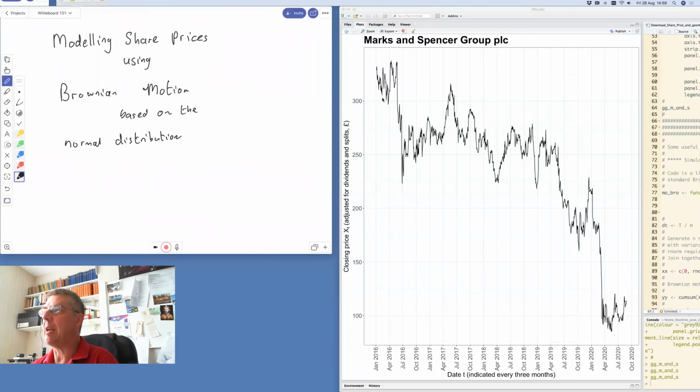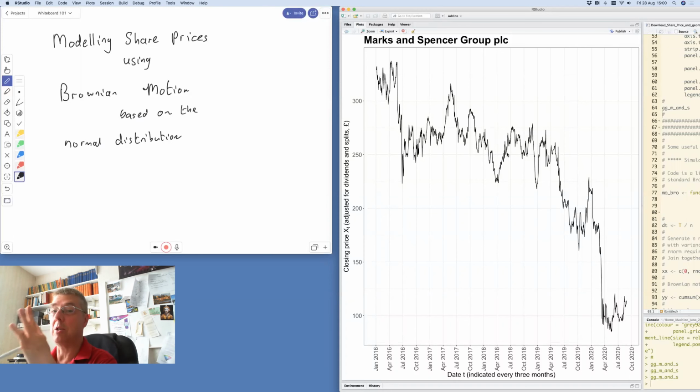So what I've got here in my R graph is a plot of the price of Marks and Spencer's shares. The price is here on the vertical axis against time, which I've displayed on the horizontal axis. And you can see from this plot that we basically have a price that wiggles around as time goes on. At a certain point, there's a sort of decline, a drop, and then more recently, there's quite a big dip in this share price, probably caused by the coronavirus pandemic.